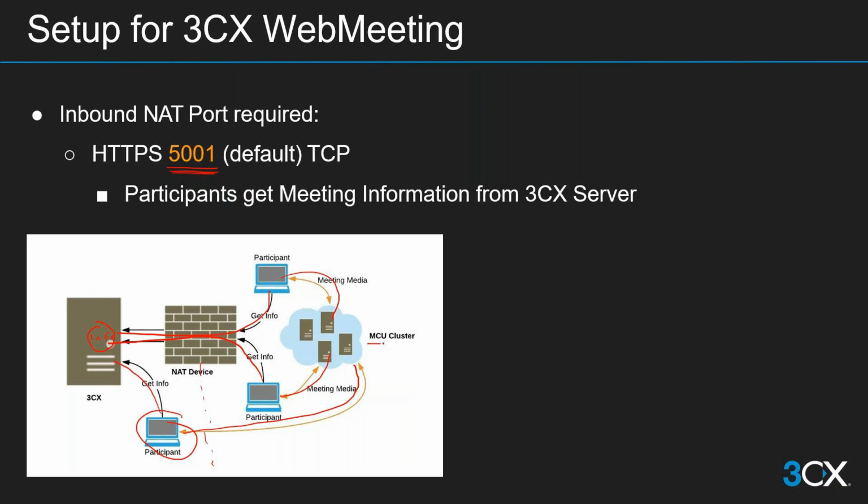According to 3CX, the MCU cluster information will become less complicated in terms of changing IP addresses. We come to that then on the next slide, but that's just for you to see. We require port 5001 for the meeting information so that the participants get the meeting information from the server. They use HTTPS via the browser, but the meeting actually happens outside of 3CX.